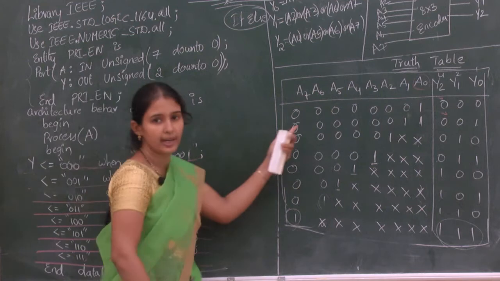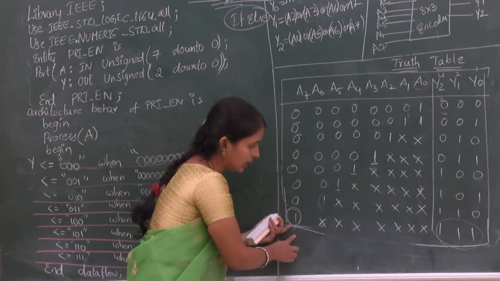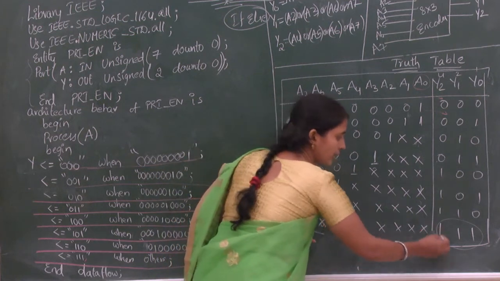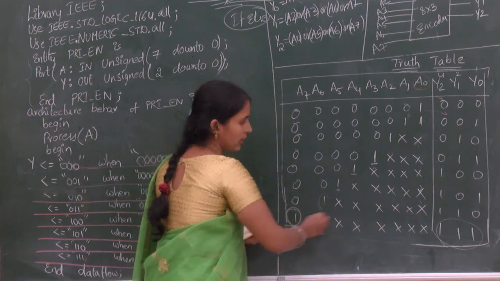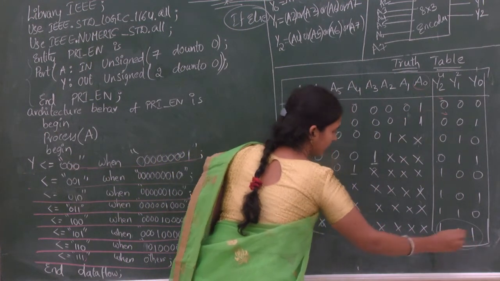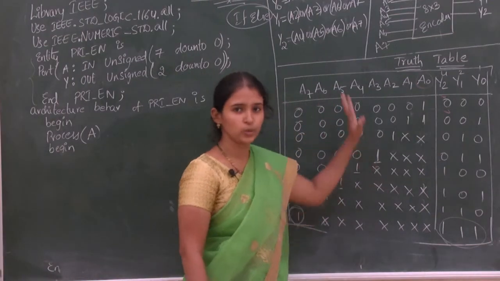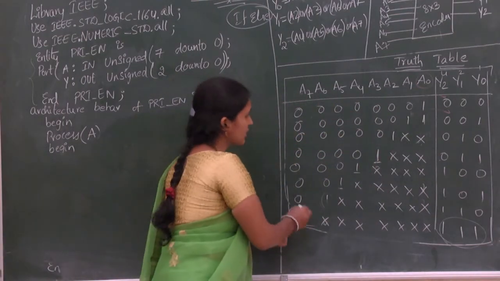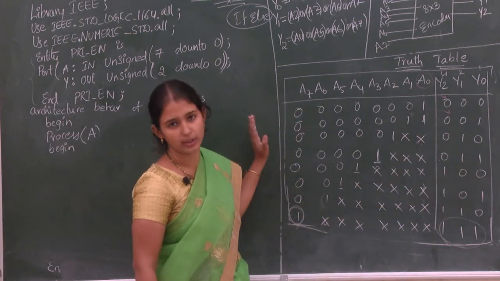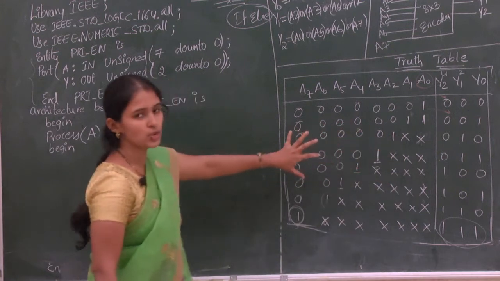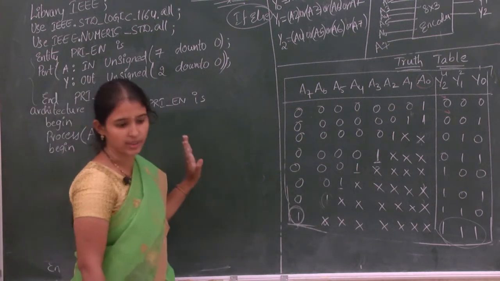Here is how I will be writing the code: if A7 is 1, irrespective of any other input, it will provide 1, 1, 1 as the output. Why will it be like that? You know how to write a truth table for the priority encoder, right? If A7 is high, it provides this. Now, from this truth table, how are you going to write the code? By using the if-else statement.